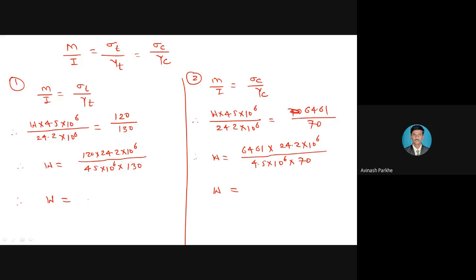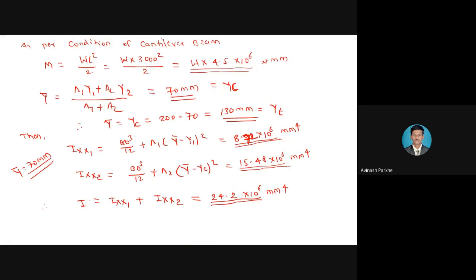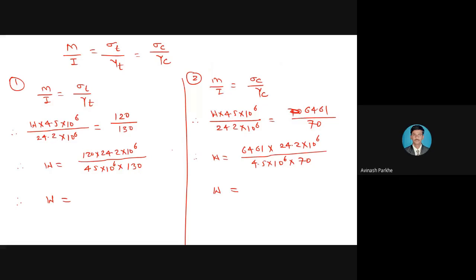Please check this particular W value once again. Value of M. Please check the value. WL square divided by 2, 3000 square divided by 2. Whether it is 4.5 into 10 raised to 6 or 10 raised to 3. Here you have told 10 raised to 6. So, 6 or sir, 3?